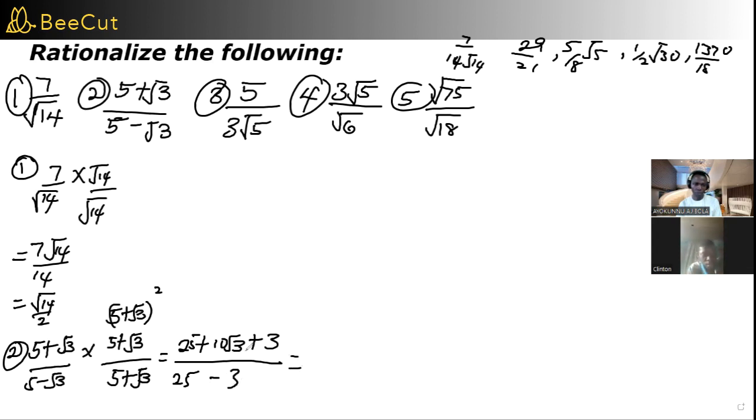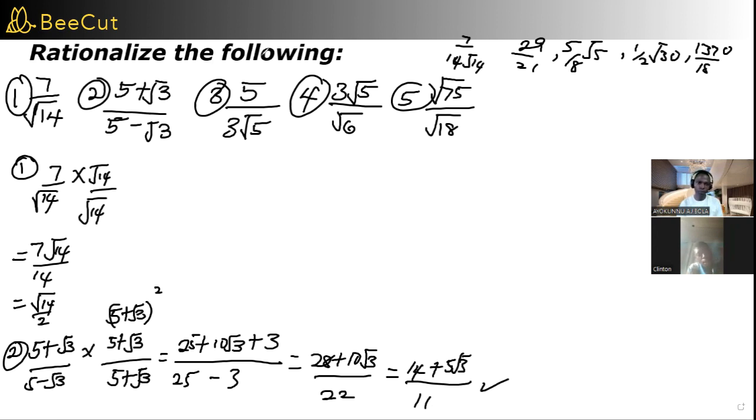So this one is eventually going to be 25 plus 3, which is 28, plus 10 root 3, all over 25 minus 3, which is 22. So if 2 can divide all, then I have 14 plus 5 root 3 all over 11. This would be the answer to the second one.